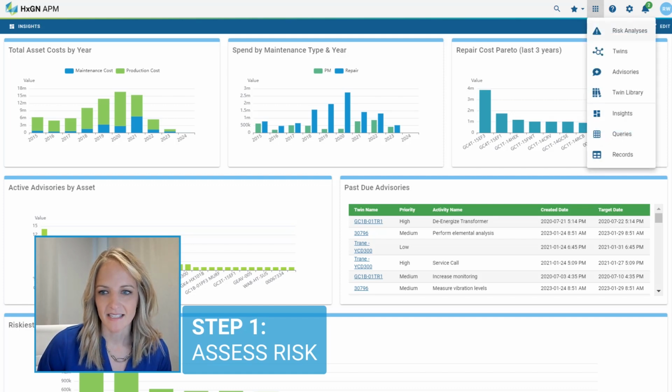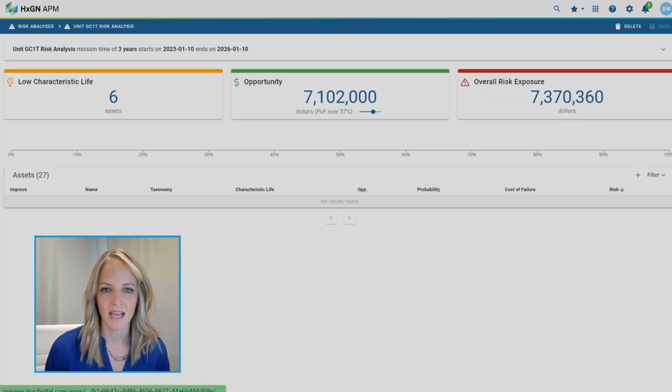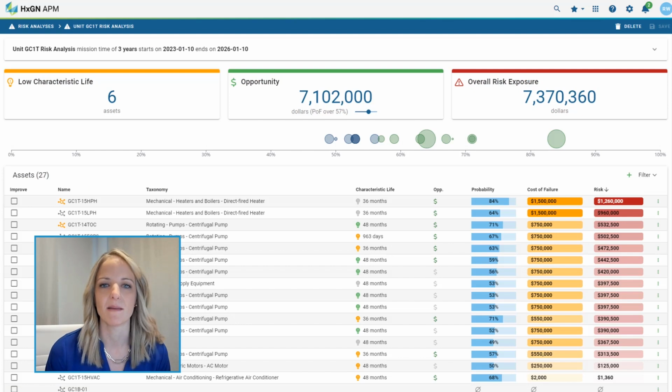So I'm going to select a risk assessment here, and essentially where APM begins and what APM offers you is a mechanism to assess and monetize risk within your operation. This assessment shown is all about understanding where to focus and the size of the prize.